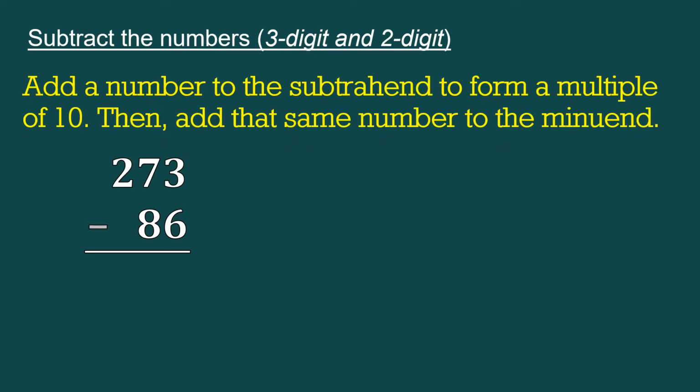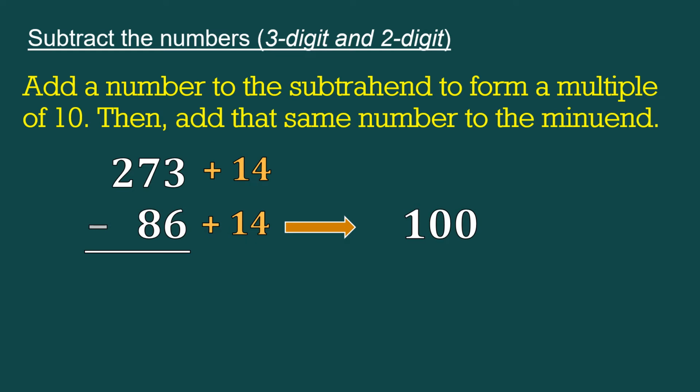Subtract the numbers with a 3-digit minuend and a 2-digit subtrahend. We have 273 minus 86. First, we add a number to the 2-digit subtrahend that makes 100, a multiple of 10. 86 plus 14 makes 100. We add 14 to the minuend.